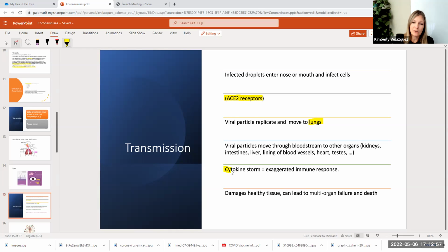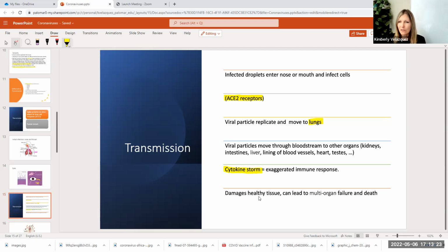This is a big deal too. This virus can cause a cytokine storm, which is an exaggerated immune response that can result in failure of multiple organ systems in your body and even death. You know, a lot of people have this overreaction of the immune system when they get a viral infection, and that's what can kill you. It's not really the virus itself that releases a toxin that kills you. It's your immune system's response to that virus that kills you.